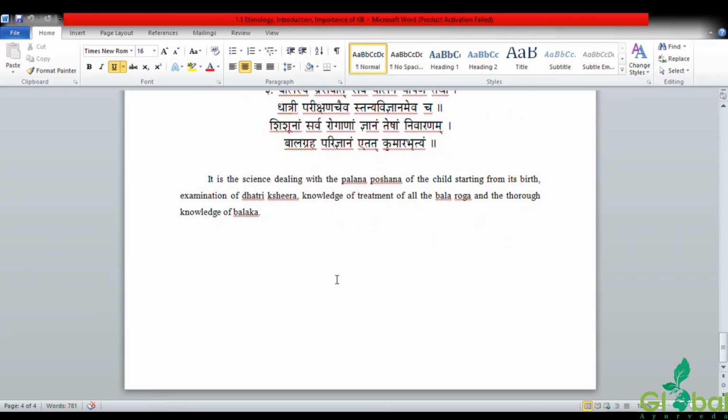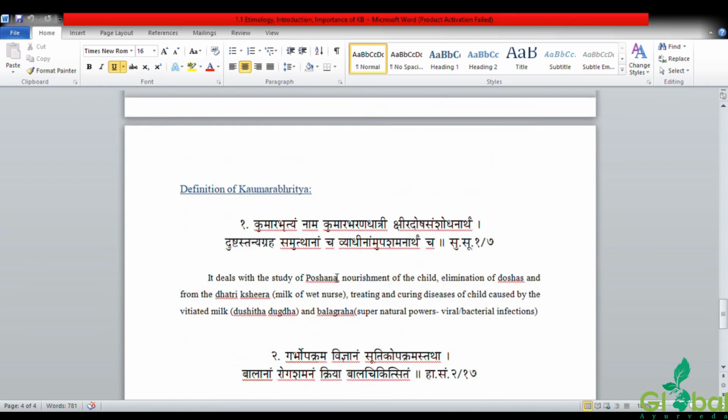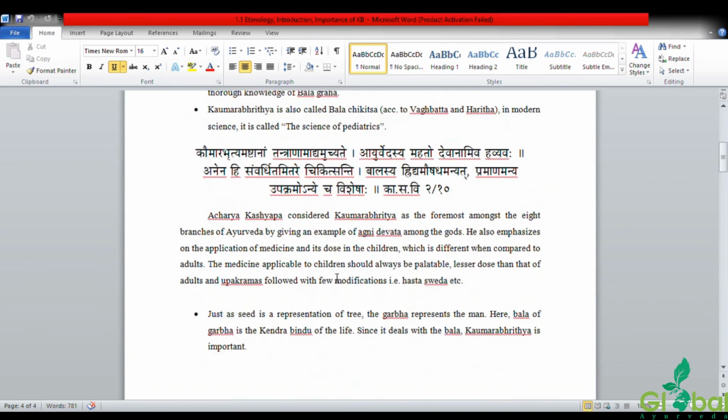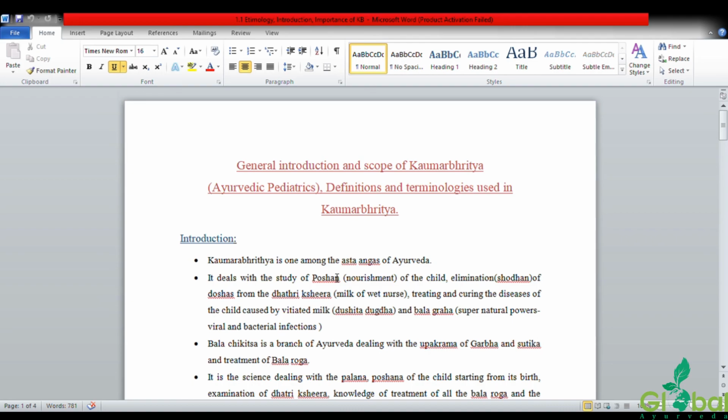So by this, we complete the first chapter in Kaumarbhritya. That was the general introduction, scope of Kaumarbhritya, definition, and terminology used in Kaumarbhritya.